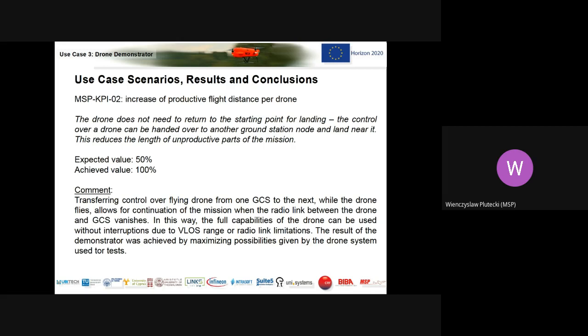As mentioned here, the result of the demonstrator was achieved by maximizing the possibilities given by the drone system, and also the circumstances which were on the testing site.